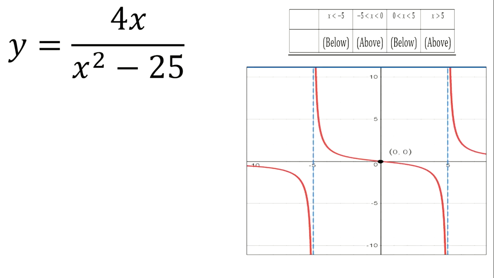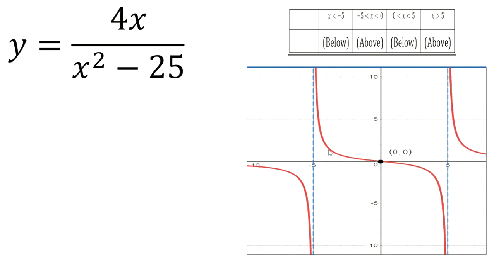So as you can see here, we have x is less than negative 5, so it's below the x-axis. And then x is between negative 5 and 0, that's above the x-axis. And then between 0 and 5, again below the x-axis. And then for the last one, greater than 5, that's above the x-axis.